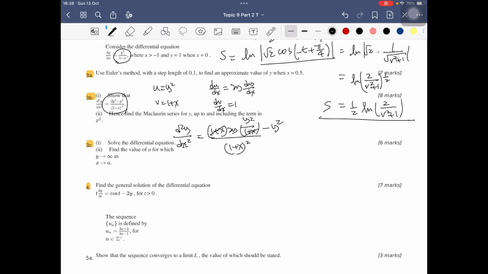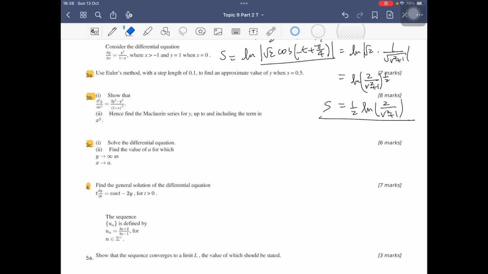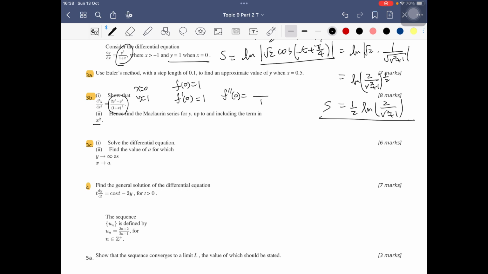So 2y cubed minus y squared. Since we have expressions for y prime and y double prime, it's easy to compose the Maclaurin series. f of 0 is 1, given. For f prime of 0, when x equals 0, y equals 1, so when we put it here, it's 1. So f prime of 0 is 1, f double prime of 0 is 2 minus 1, which is 1.